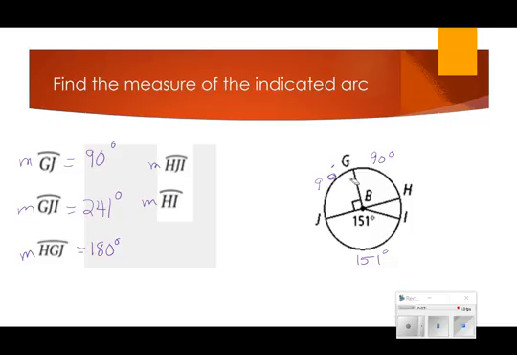All right, so now we have HJI. So that's going to be 180 plus 151. You guys know me and my math. I'm just going to write it out. My arithmetic. So 331 degrees.